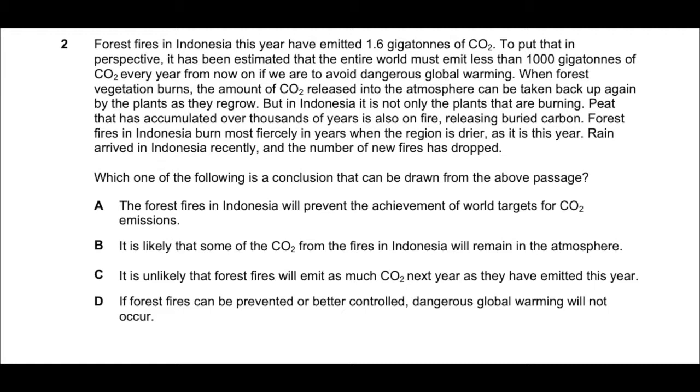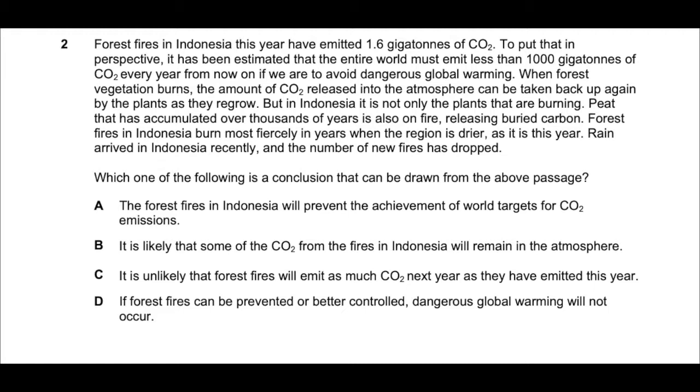Forest fires in Indonesia burn most fiercely in years when the region is drier, as it is this year. Rain arrived in Indonesia recently, and the number of new fires has dropped. Which one of the following is a conclusion that can be drawn from the above passage?